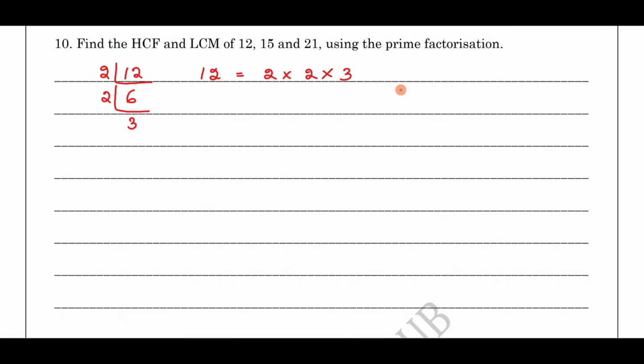Next, in the same way, find out the factors of 15. It cannot be completely divided by 2, so start from 3. 3 times 5. So what you get? The factors of 15 are 3 into 5. Next, in the same way, 21 is 3 times 7. Therefore, 21 equals 3 times 7.